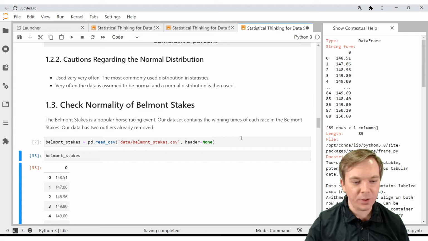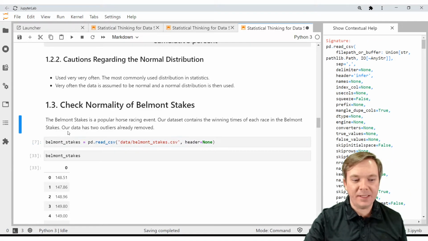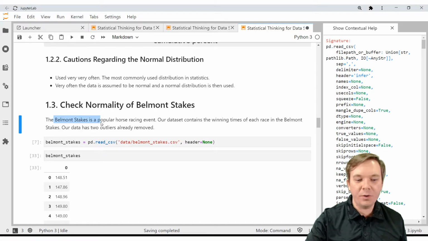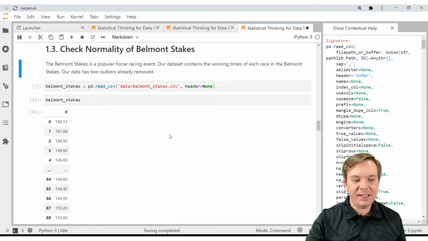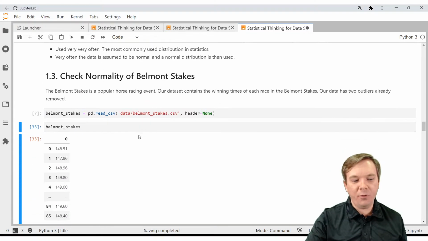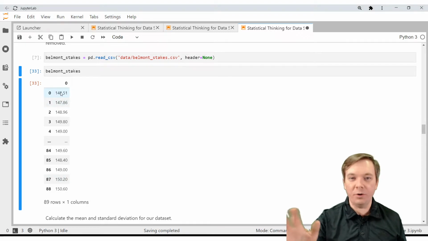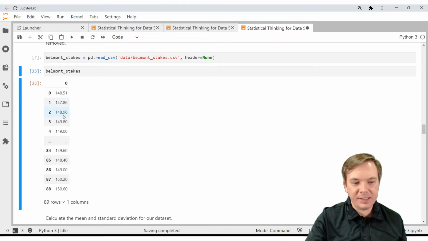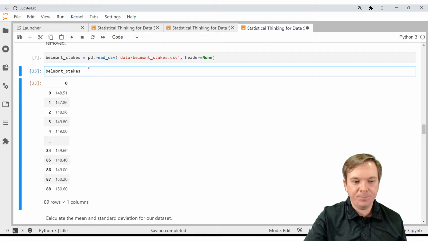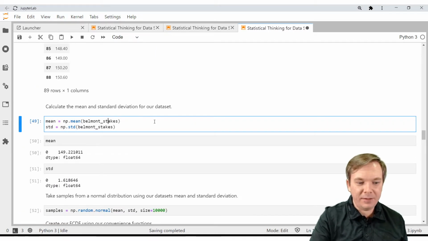Okay. So I'm going to read this data set in. This is called Belmont Stakes. The Belmont Stakes is a horse race, and the data set contains the number of seconds it took to win the race for each of these races. So there's 89 races here, and this was the winning horse, how long it took. And you can see that some are shorter and some are longer, okay?